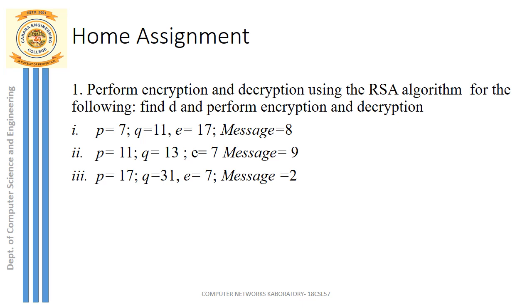I have some home assignment on the RSA algorithm. Perform encryption and decryption using the RSA algorithm for the following. Find D and perform encryption and decryption. Here P, Q, E values are given. By using these we have to find the D value and after that encrypt the given message. Practice all three exercises so that you can understand the RSA algorithm better.